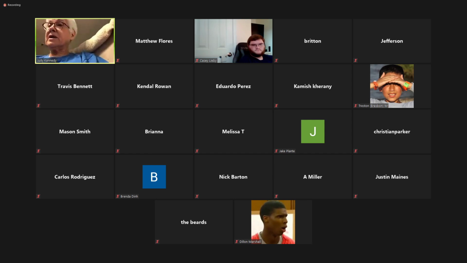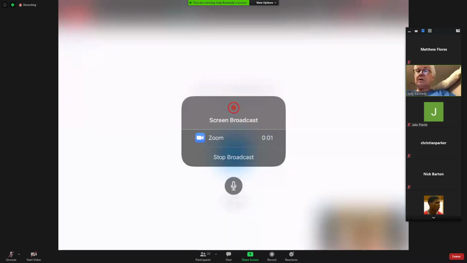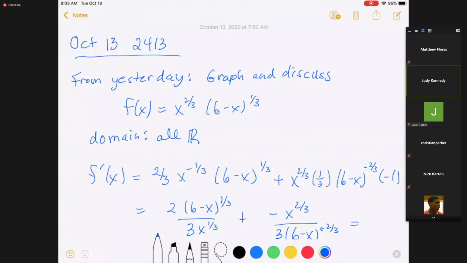Okay, let's go back to that problem we were working on yesterday. The one where I took the derivative and it looked really messy, and I hope you don't hand in homework that looks like that. In fact, I rewrote it. Okay, yeah, we were looking at this function. f of x is x to the 2/3 times 6 minus x to the 1/3. And that function has domain all the real numbers, because you can take the cube root of any number.